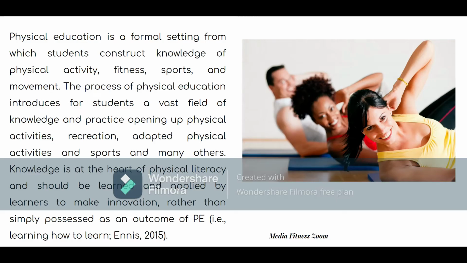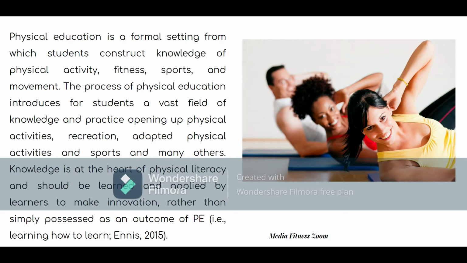Physical education is a formal setting from which students construct knowledge of physical activity, fitness, sports, and movement. The process of physical education introduces students to a vast field of knowledge and practice, opening up physical activities, recreation, adapted physical activities, sports, and many others. Knowledge is at the heart of physical literacy and should be learned and applied by learners to make innovation rather than simply possessed as an outcome of physical education.